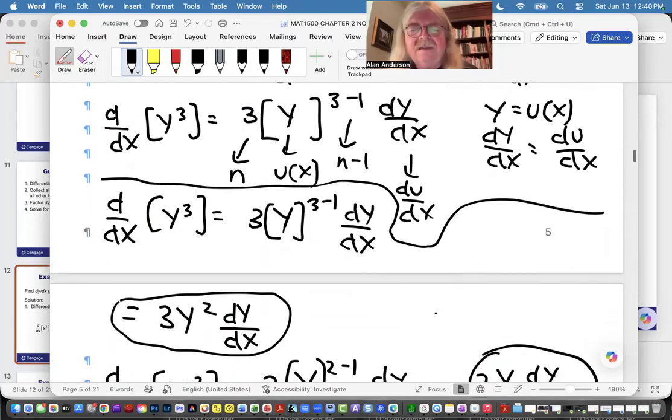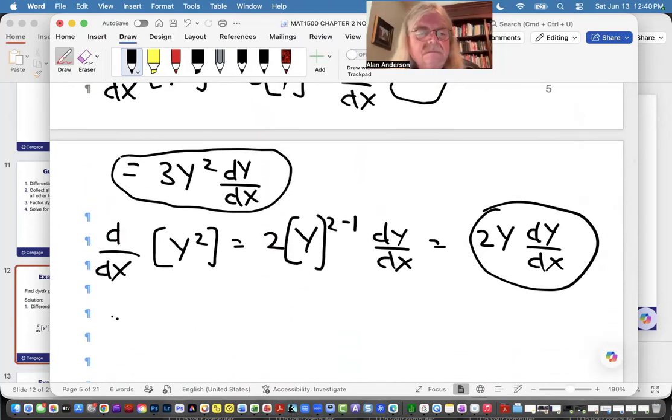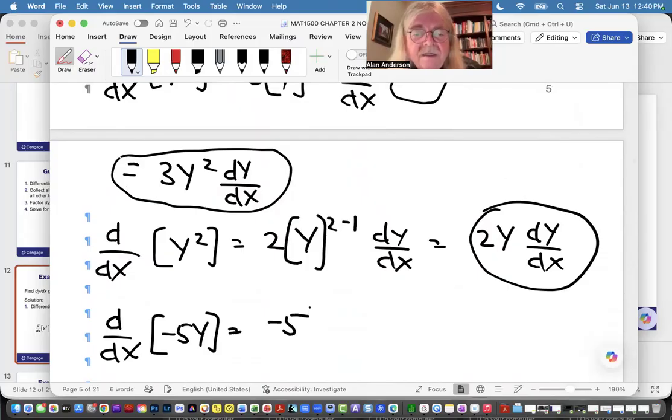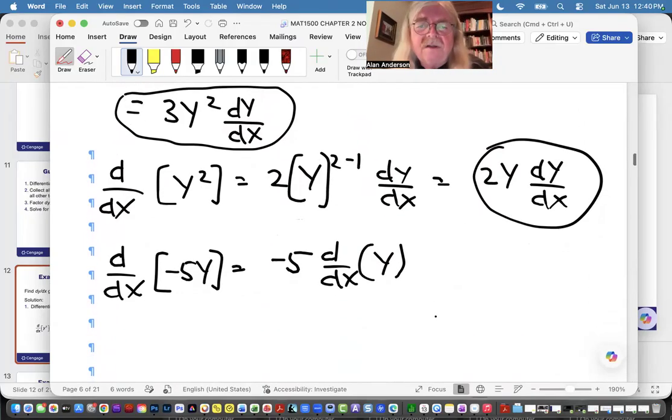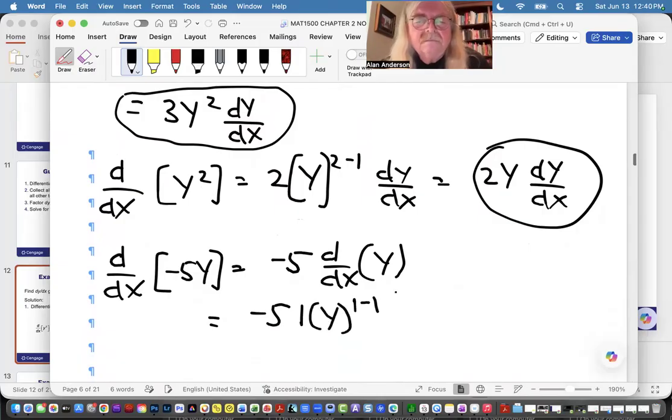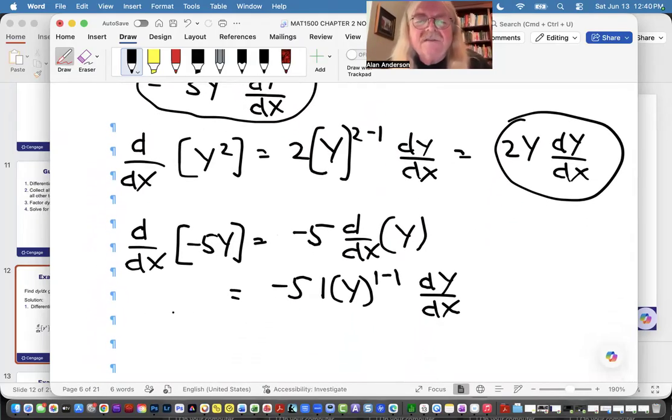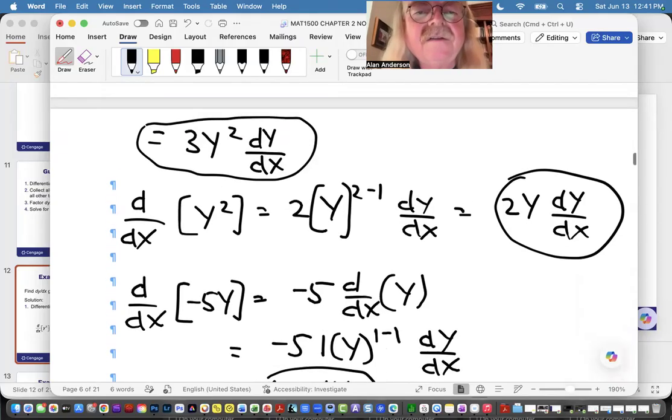All right, and what was next? Negative 5y. And then this one we can factor out the negative 5. Now keep in mind y is the same thing as y to the first power. And this one reduces to negative 5 dy dx. Okay, beautiful. Now, what else do we have?